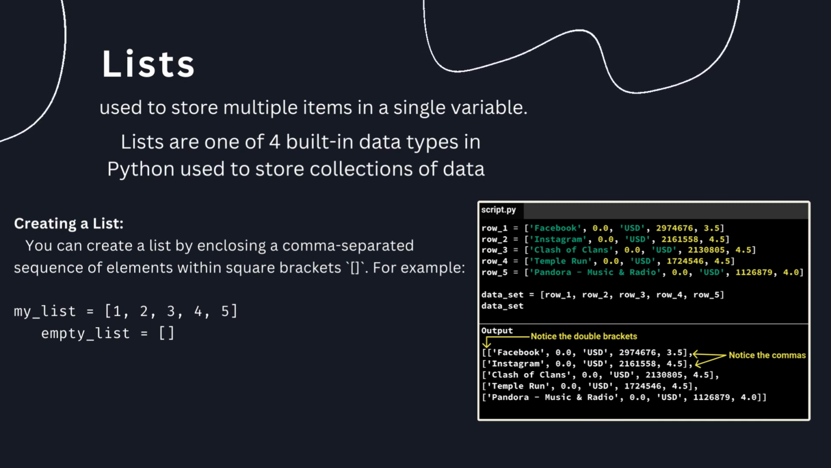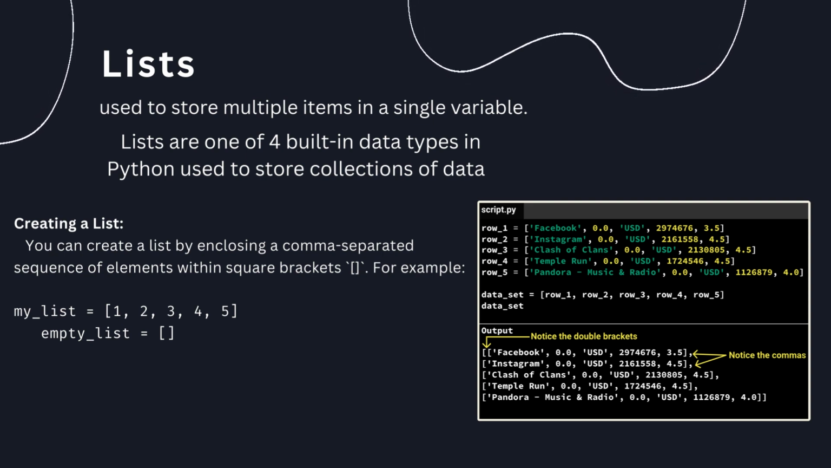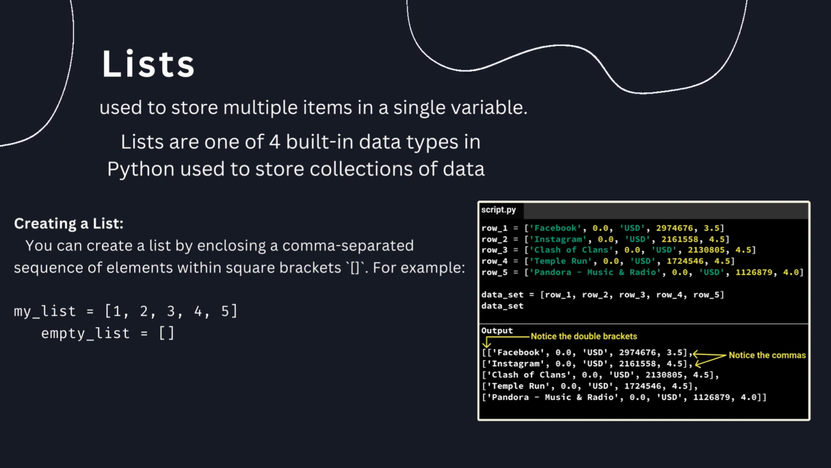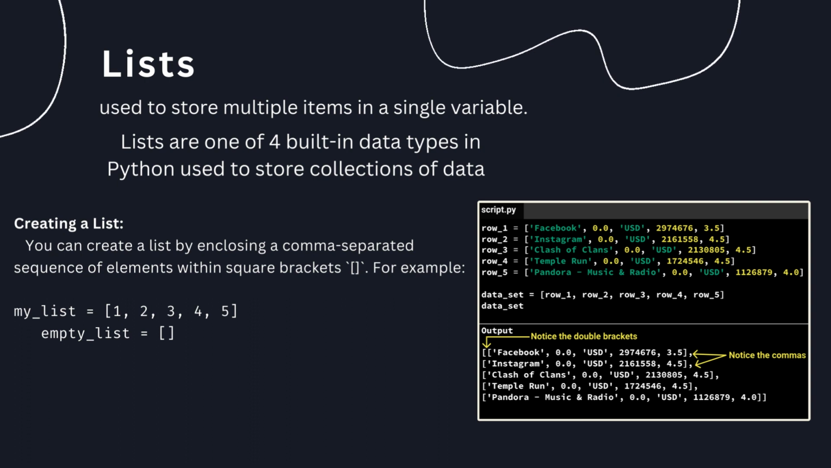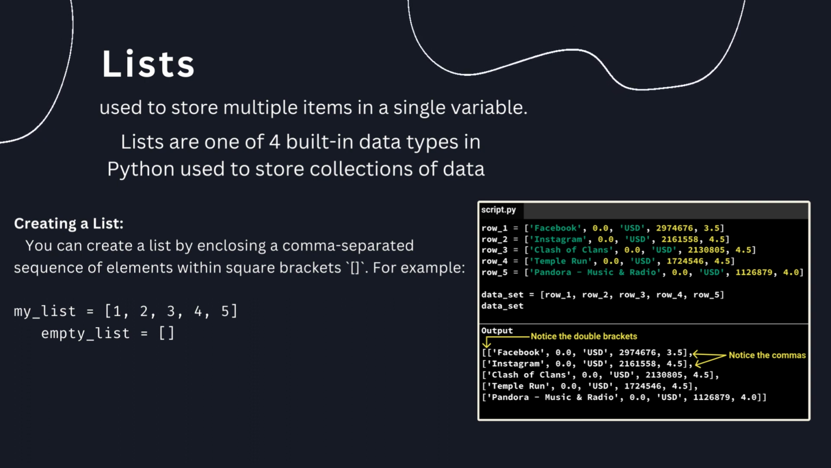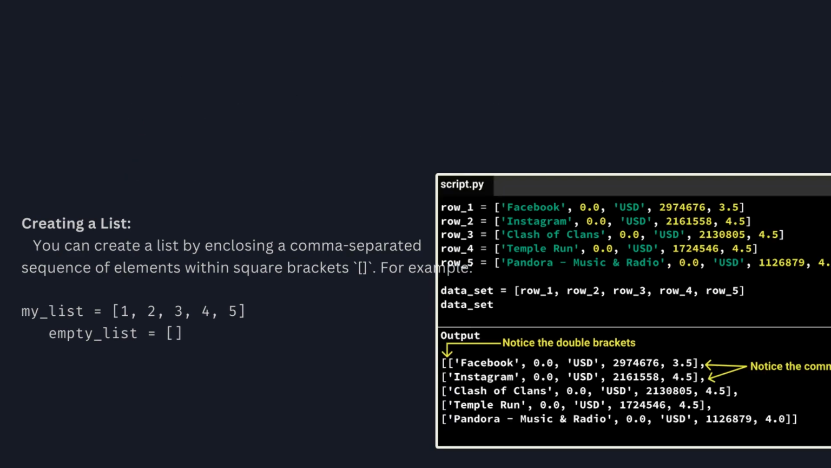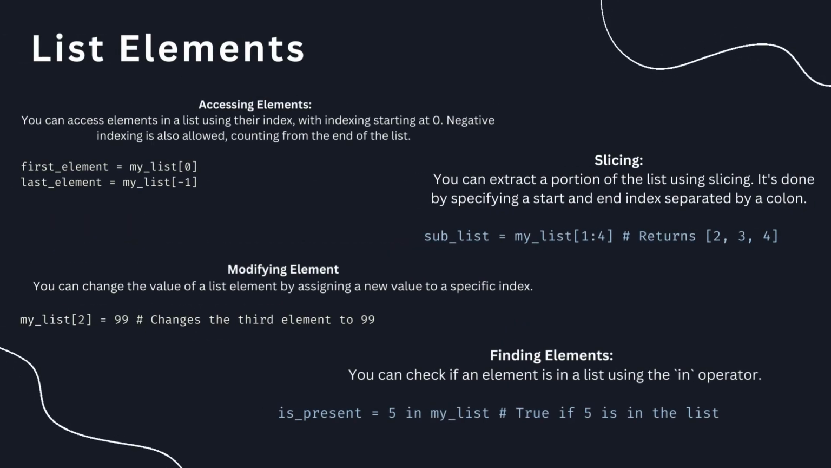All right, so we're going to begin with lists, and lists are a common data structure used to store multiple items in a single variable. Lists are one of the 4 built-in data types in Python used to store collections of data. You can start by creating a list by enclosing a comma-separated sequence of elements within square brackets. Here I have an example, and you can feel free to pause the video and look at this. But I will move on to some common list operations that you might come across.